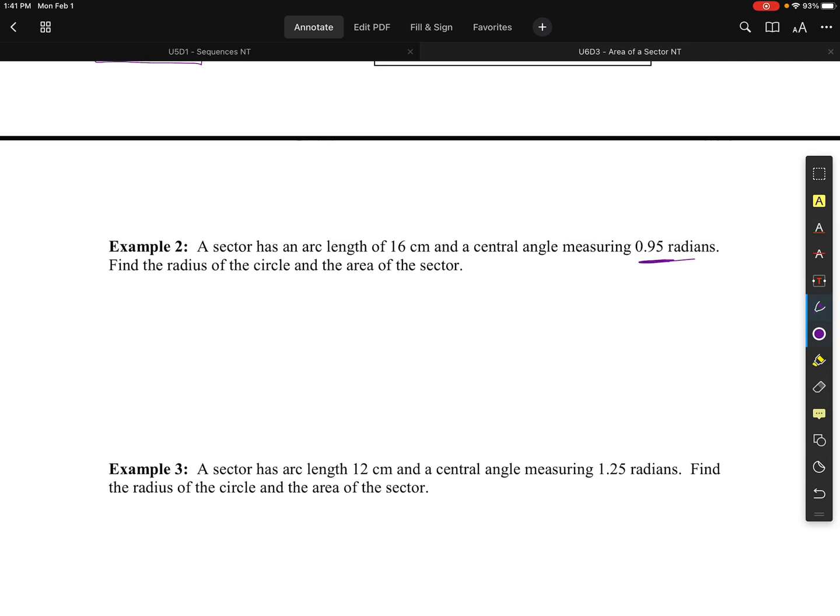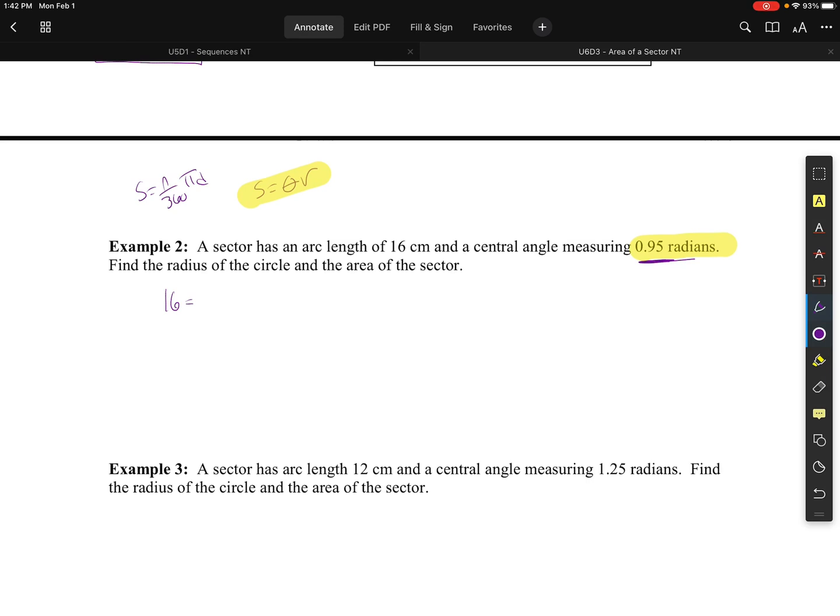Right, so, do we have enough information? No, we don't have our radius. So 16 equals, well now, I've got my options. S equals n/360 pi diameter, or S equals theta r. Well, since we're in radians here, I might as well go with the radians formula.